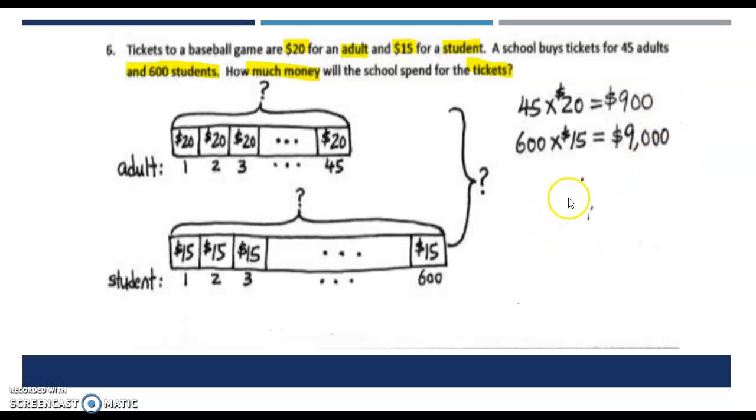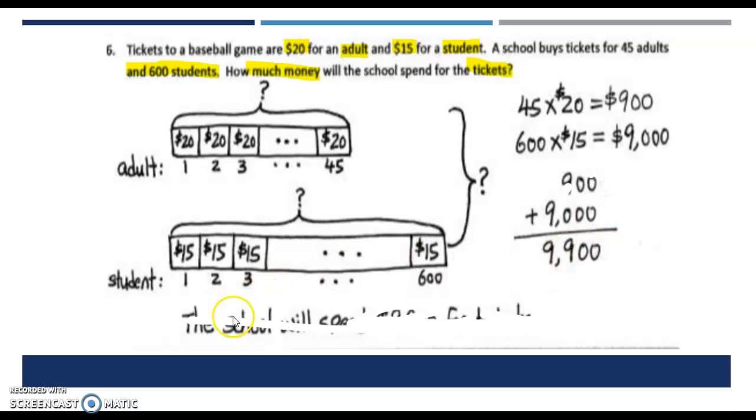So to find the answer, we would do 900 plus 9,000. That gives us 9,900. So that is the answer. So the school will be spending $9,900 for tickets.